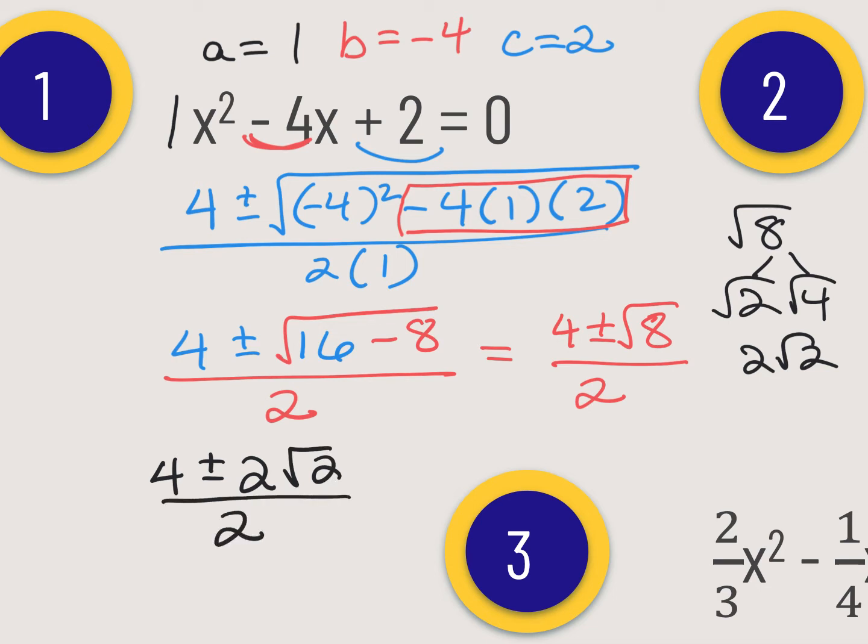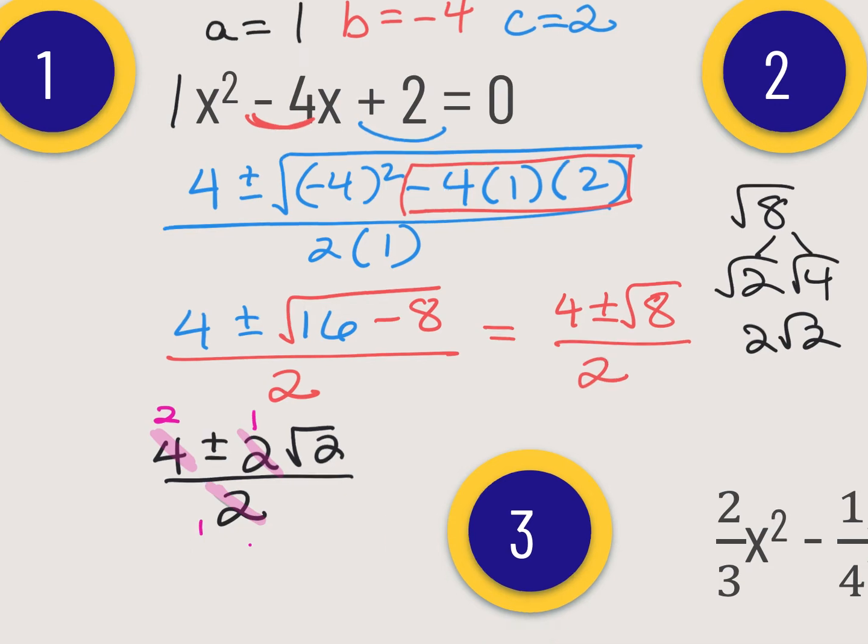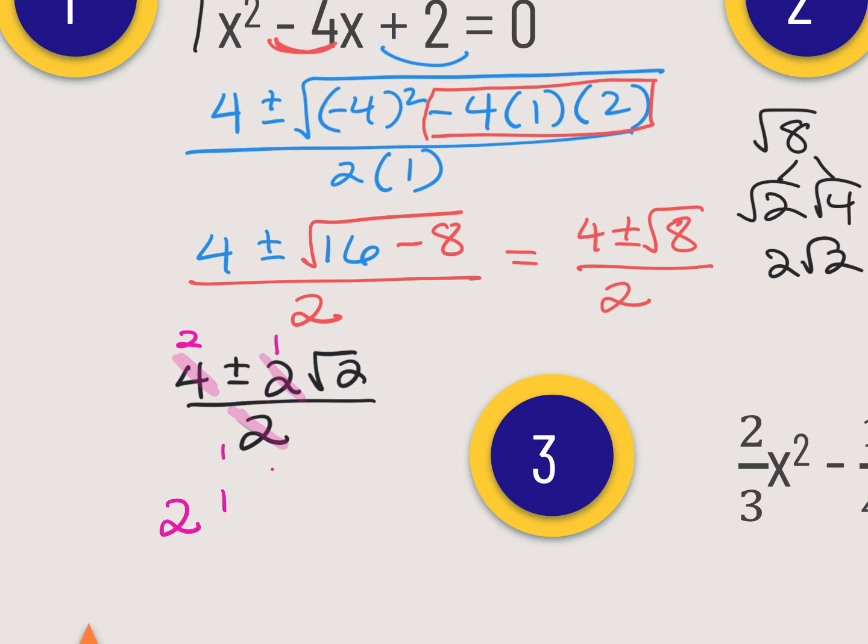Now I can look to simplify. That 2 that's in the denominator needs to be able to divide into both of the numbers that are outside the radical. So I can say that 2 goes into the 4 2 times, so I can change that 4 to a 2. And then 2 also goes into the 2 1 time. You need to be able to simplify it with both. So my final answer here is just going to be 2 plus or minus square root of 2.